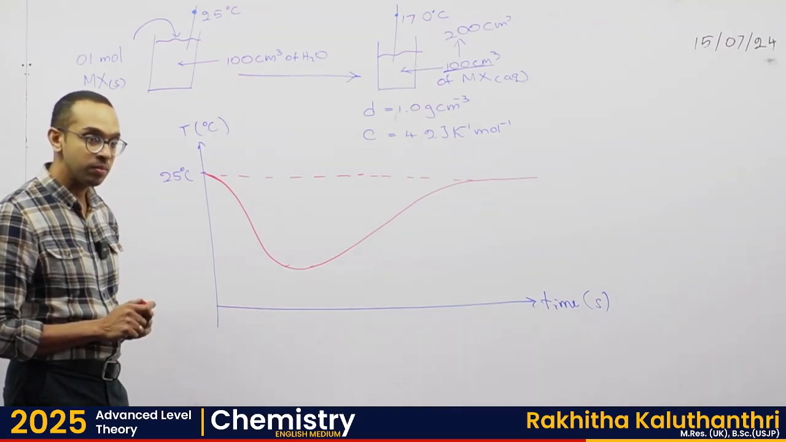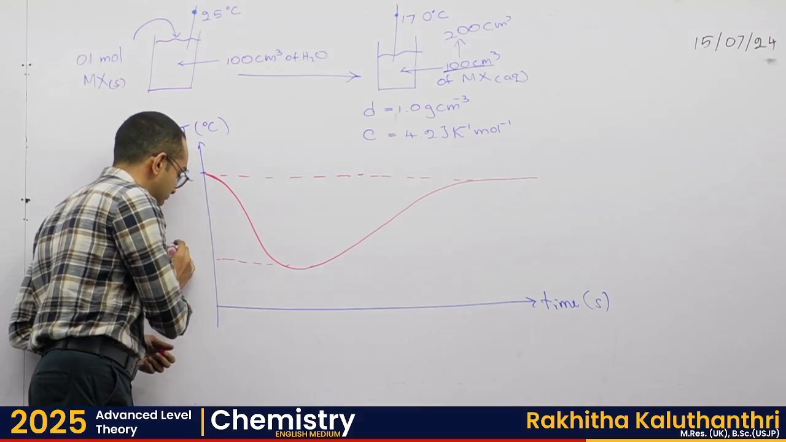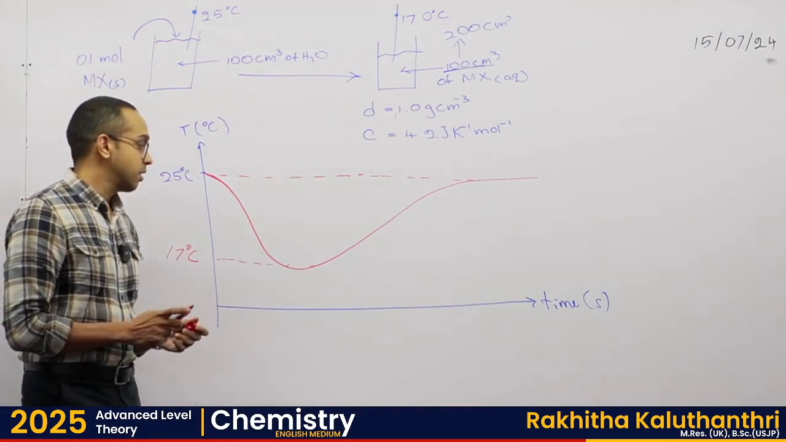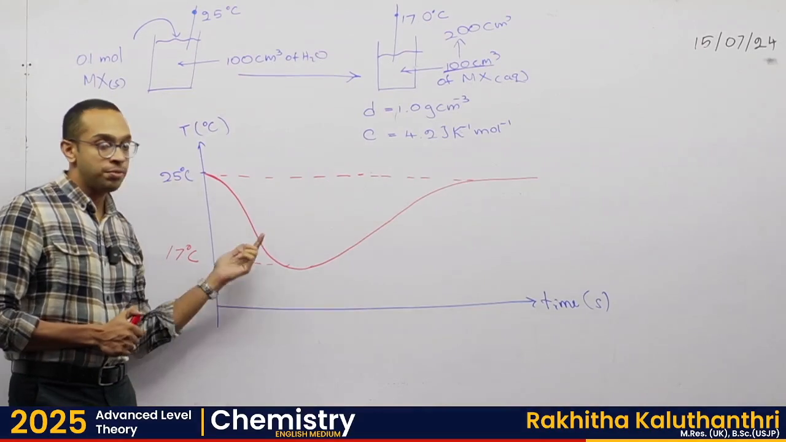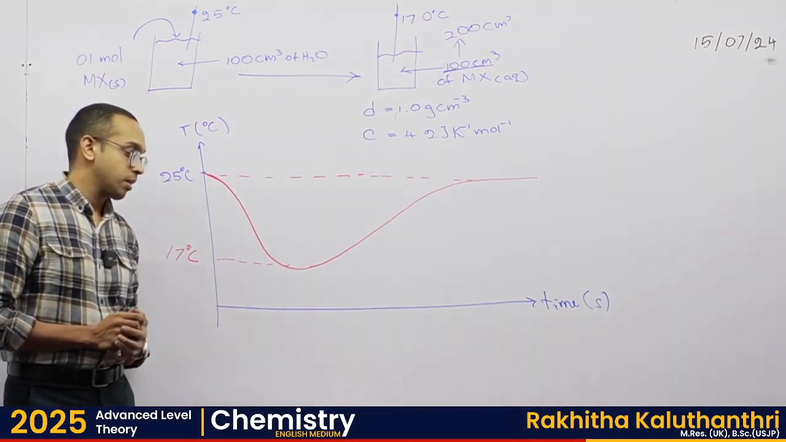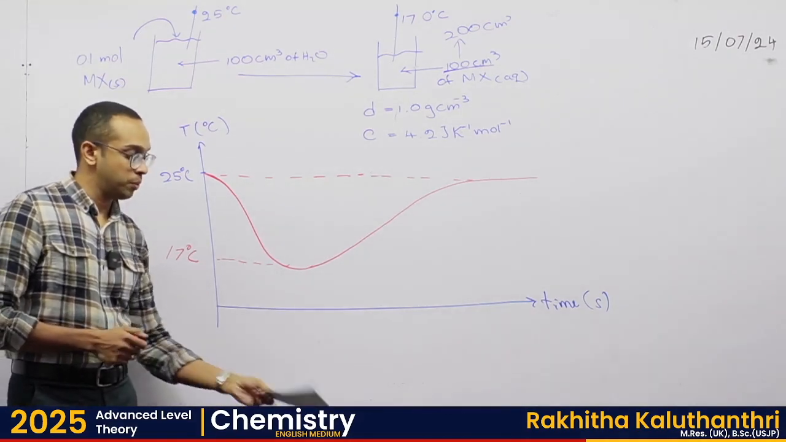Can we add the 17 Celsius to the bottom? Yeah. You mean here? Yes. You have to. Right? But the curve shape is also quite important. Clear now? Good.